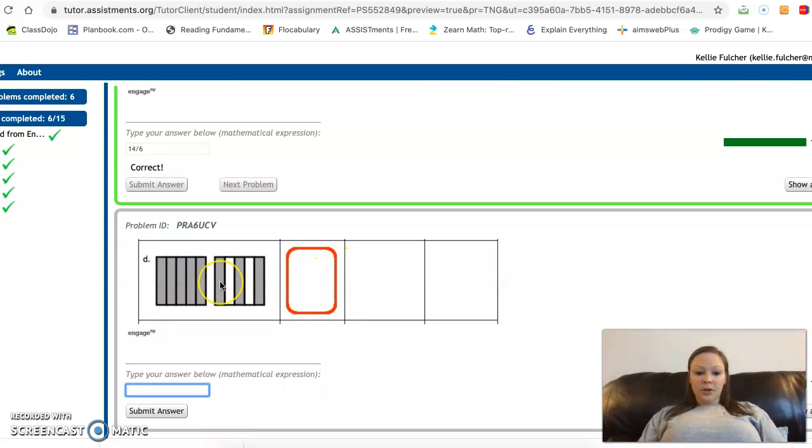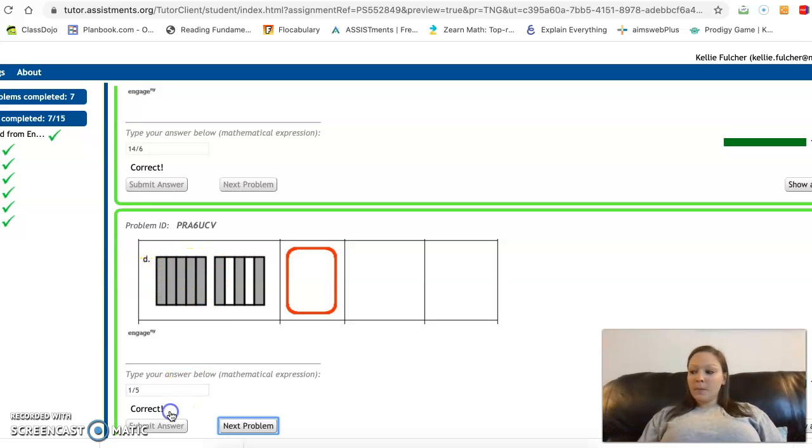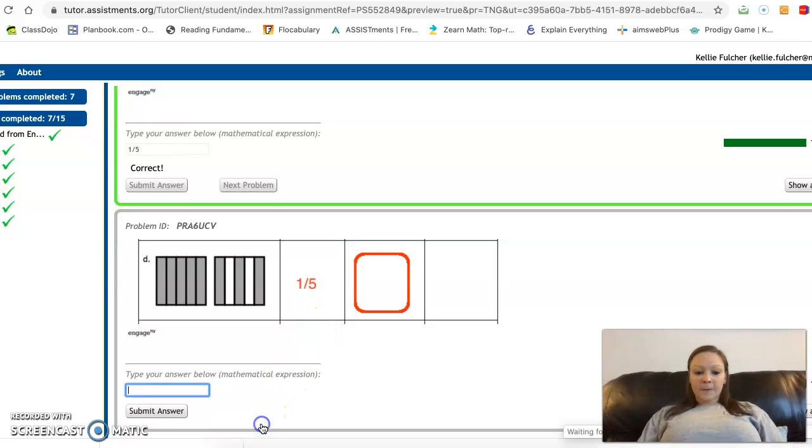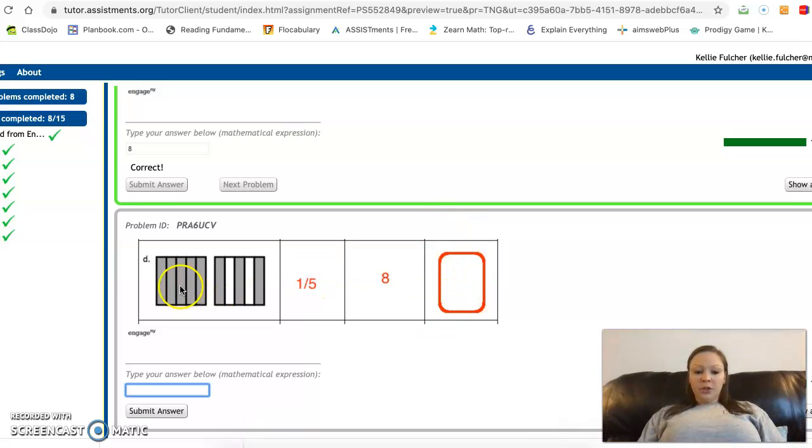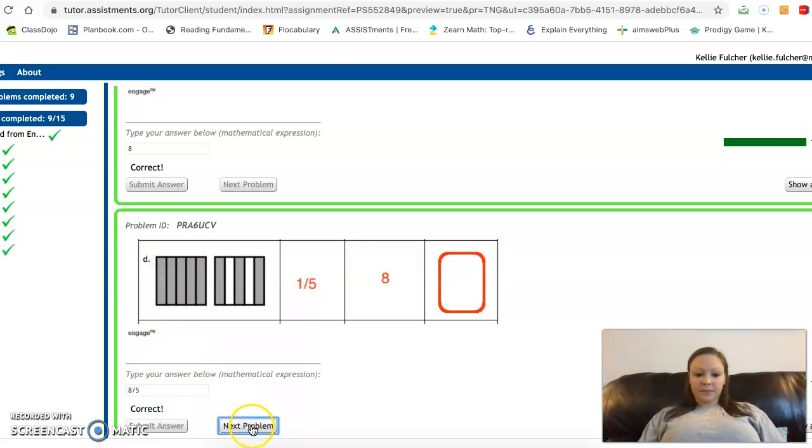Same thing here. Our unit fraction is going to be 1 out of 1, 2, 3, 4, 5 pieces in a whole. How many pieces are shaded? We know there's 5 here, 6, 7, 8. And then the total number of units shaded is going to be 8 out of our whole, which is 5, so 8/5.